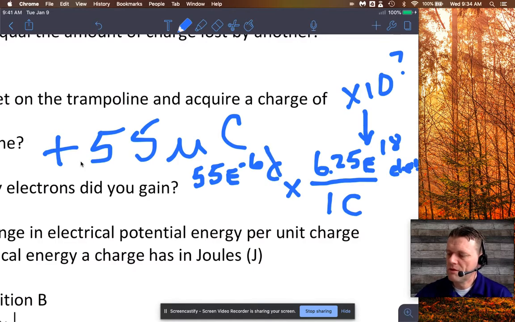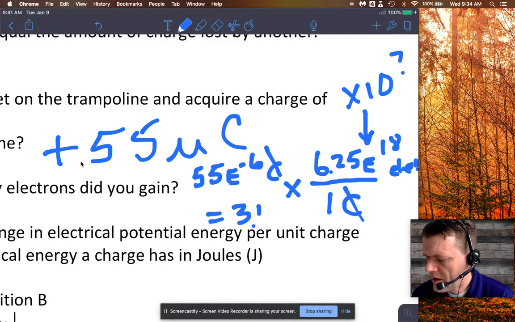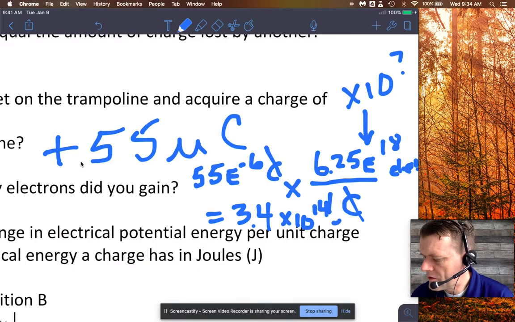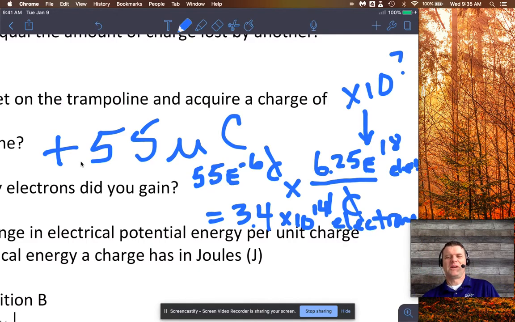Now the coulombs will cancel, and I can just go 55 times E to the negative 6 times 6.25 E to the 18th, okay? And then that will give me my answer. So in this case, I'm going to get 3.4 times 10 to the 14th electrons. Okay, now that's not really a practical calculation. Not that you're going to sit there and count electrons, but the idea is that you could determine how many electrons you have.